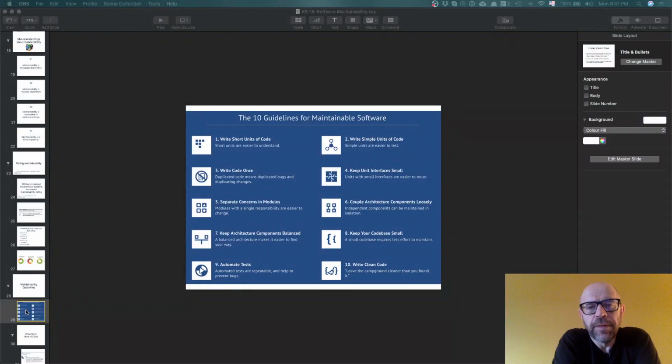Hello, so the 10 metrics that are proposed to assess the maintainability of a software system are presented here in this slide. And so the first one is write short units of code.